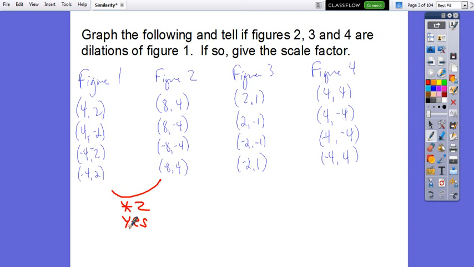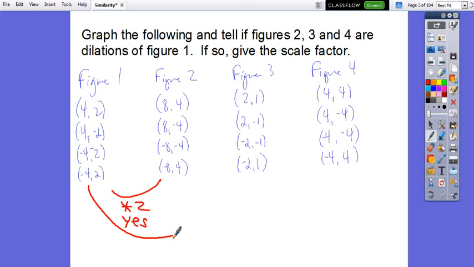All right. Now let's look at figures 1 and 3. I go from 4 to 2 and 2 to 1. They're both being divided by 2, right? Or multiplied by 1/2. All right, 4 to 2, negative 1, 2 to negative 1. That's consistent. Negative 4 to negative 2, negative 2 to negative 1. Again, yes, we're dividing it by 2. We're multiplying by 1/2. Negative 4 to negative 2, 2 to 1. Yes.